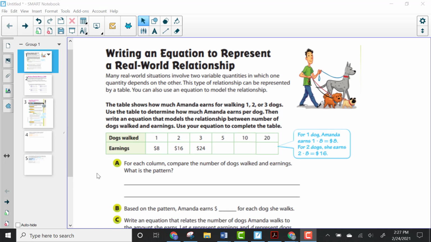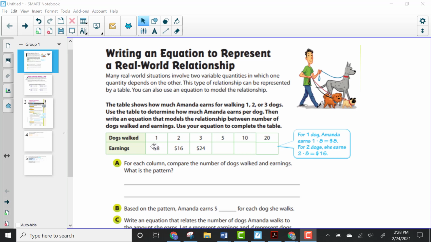So here's the real-world situation. The table shows how much Amanda earns for walking one, two, or three dogs. Use a table to determine how much Amanda earns per dog, then write an equation that models a relationship between number of dogs walked and earnings. Use your equation to complete the table. So this kind of gets our feet wet with this topic.